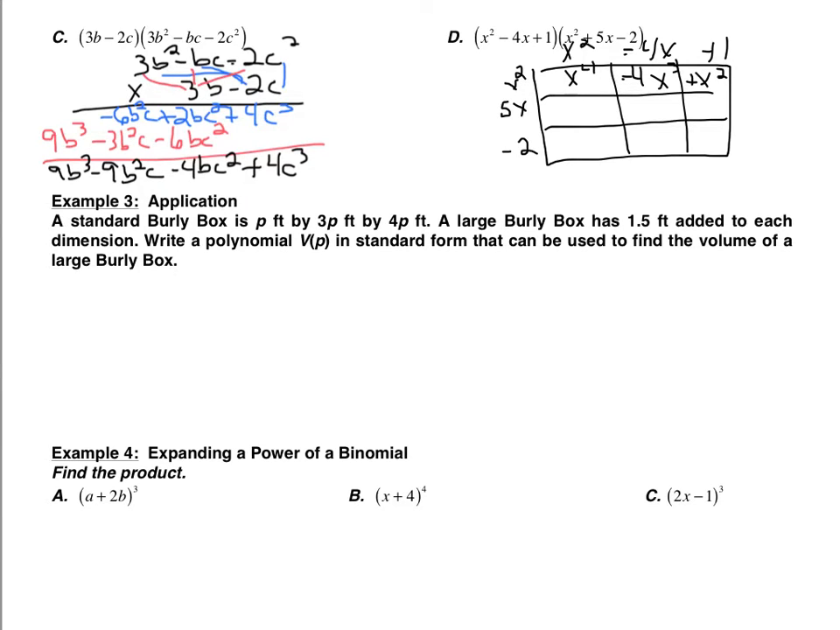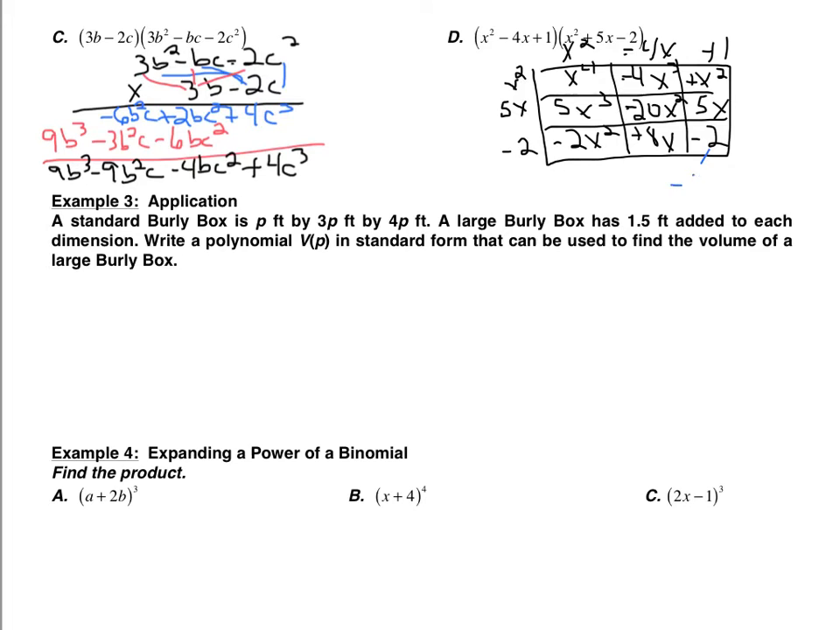5x times x squared is 5x cubed. 5x times negative 4 is negative 20x squared. 5x times 1 is 5x. Negative 2 times x squared is negative 2x squared. Negative 2 times negative 4 is positive 8x. And negative 2 times 1 is a negative 2. And then we're going to add things together.